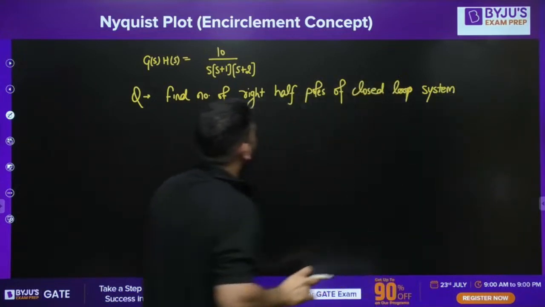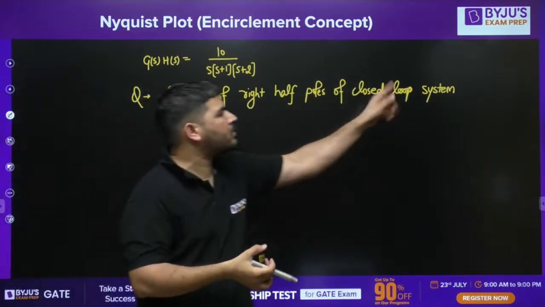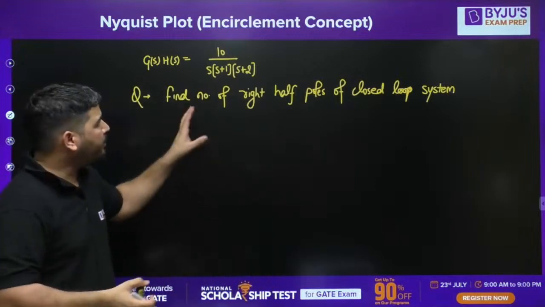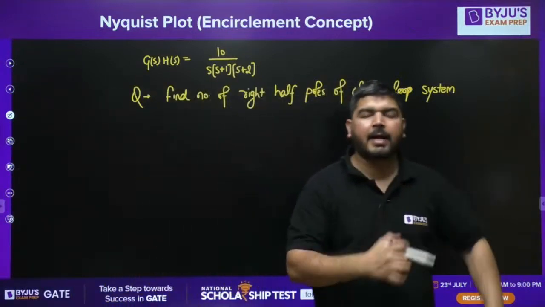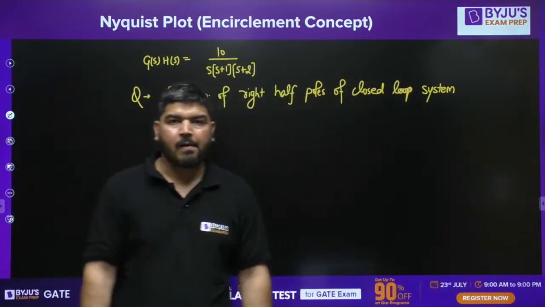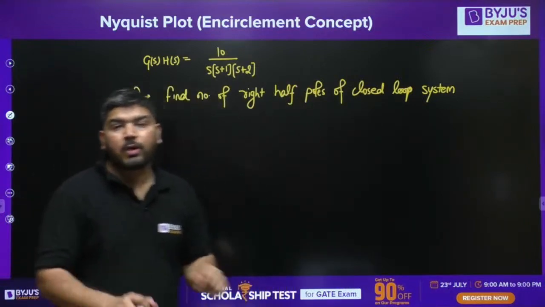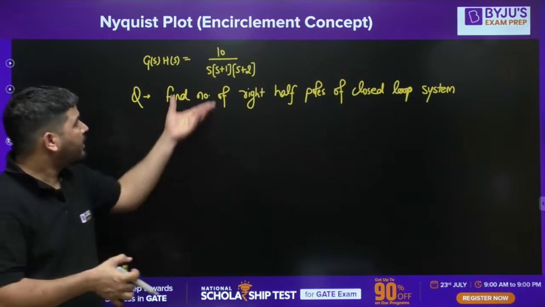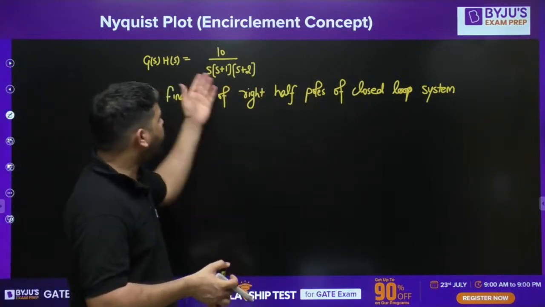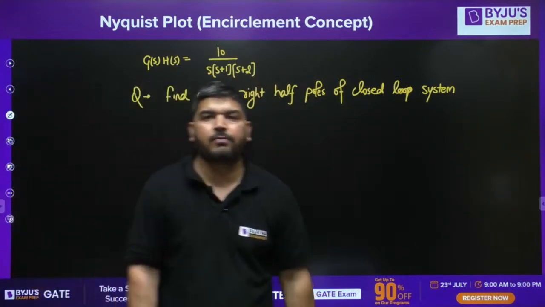We have to find the number of right half poles of the closed loop system. How many poles of the closed loop system will lie in the right half of the S-plane? Okay, that we need to calculate. So how to calculate, guys? Using Routh. You can write the characteristic equation and you can find.